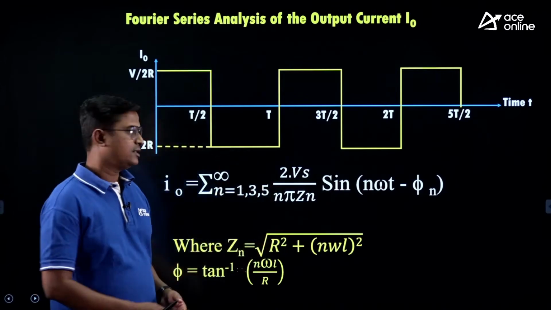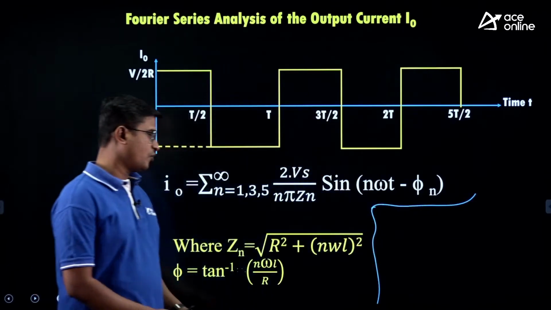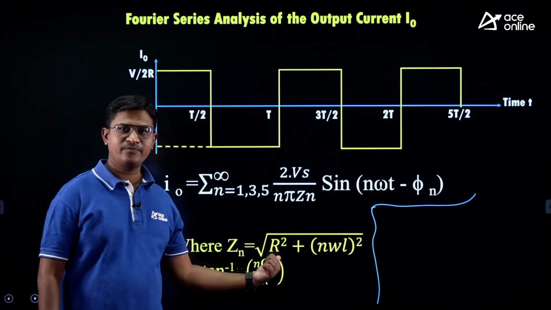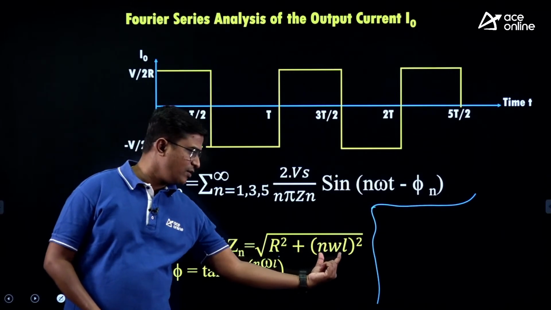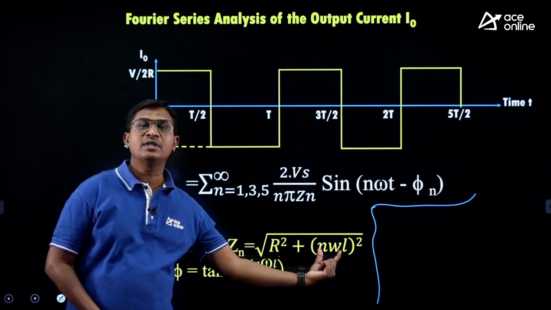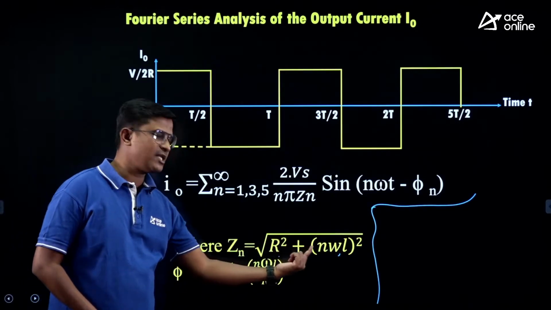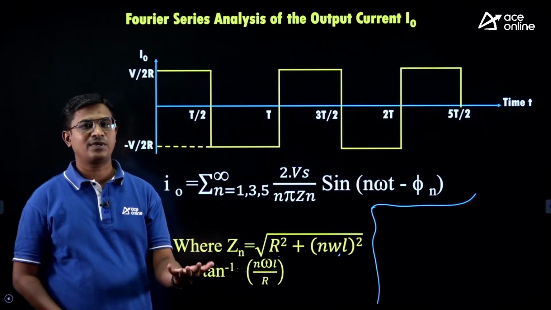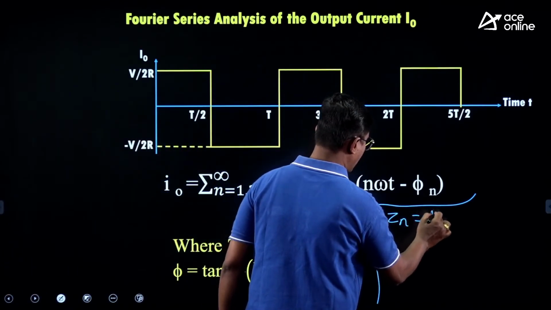in this case, what do we need to do? For resistive load means only R is present, right? What about the inductor value? It is 0. If the inductor value is 0, this n omega l will become 0. So what is my Zn? Zn is equal to under root r square plus 0, so under root r square means r. So my Zn is equal to r.